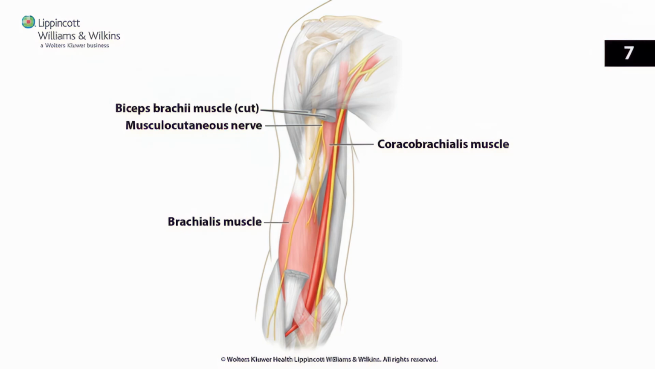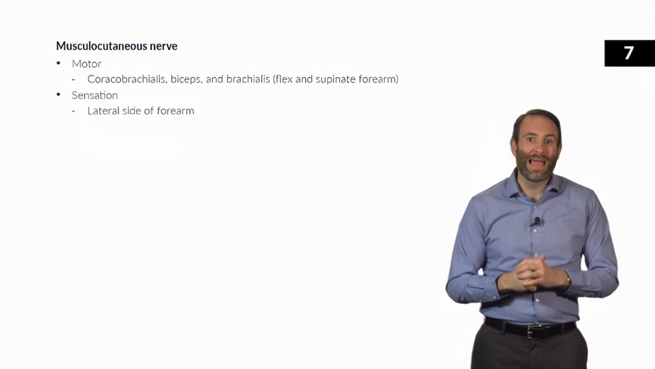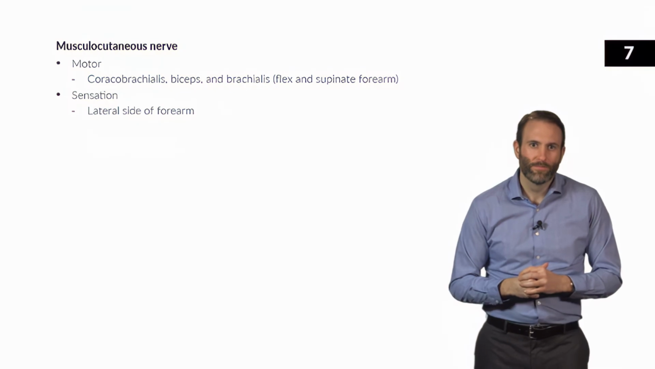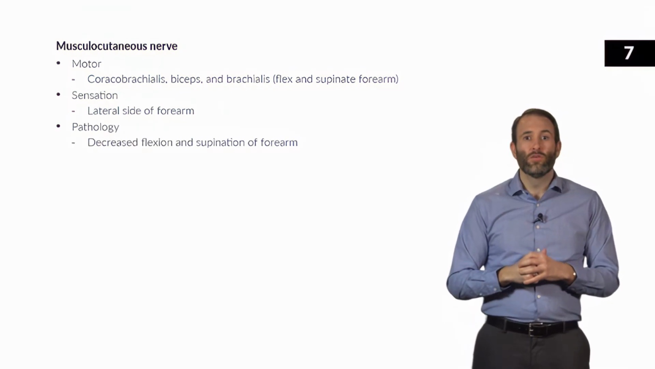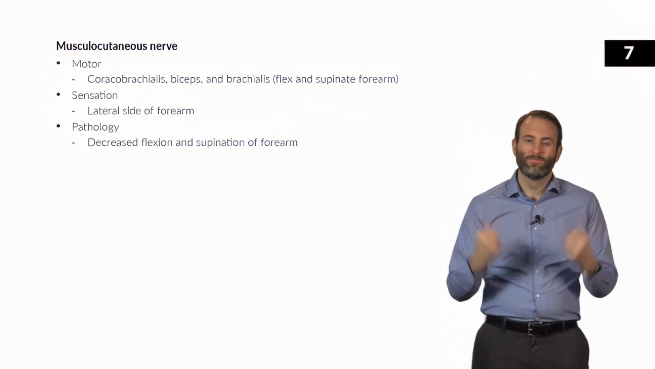So what do these muscles do? They are the major flexors of the forearm and also work to supinate the forearm. The sensation supplied by the musculocutaneous nerve is the lateral side of the forearm. Pathology to the nerve will simply impair forearm flexion and supination. You can't do your curls real well.